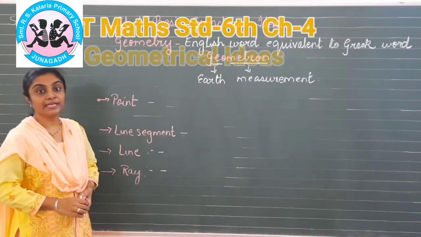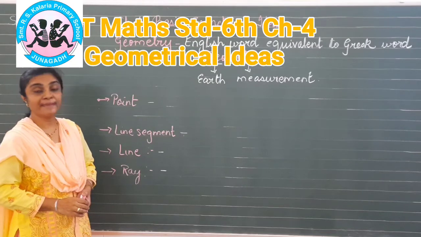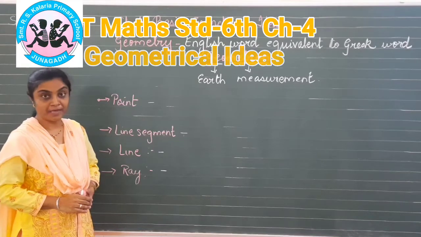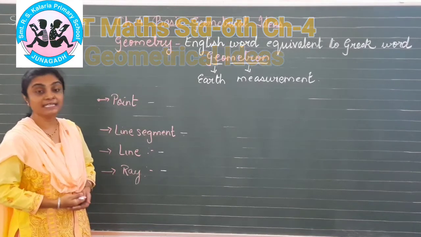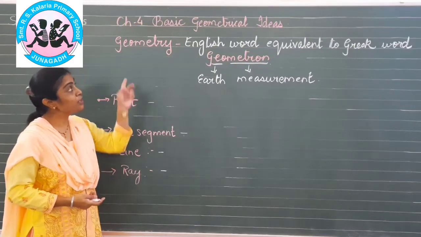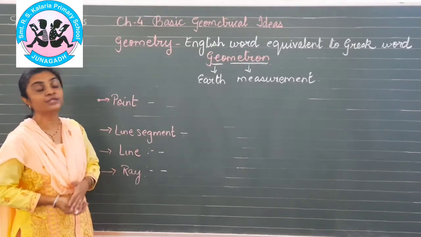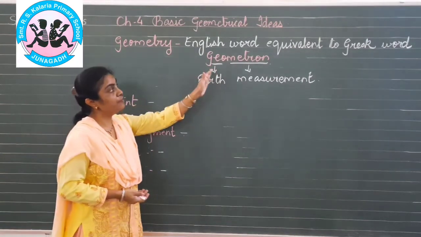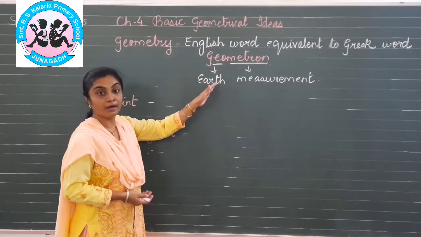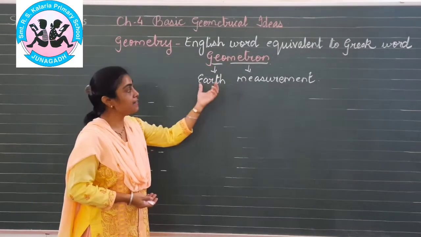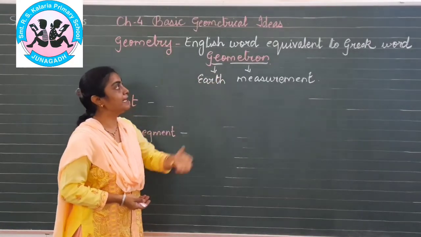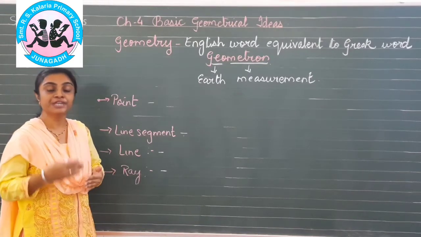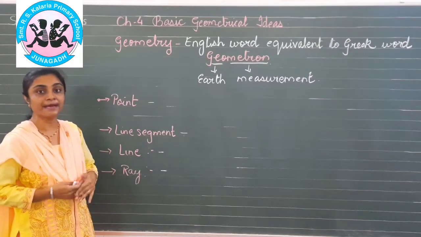Hello students, today we will learn chapter number 4, Basic Geometrical Ideas, of Standard 6 Maths, NCERT. Before starting some of the topics, let us see what is the meaning of geometry. Geometry is an English word which is equivalent to the Greek word geometron. If you split geometron, geo means earth and metron means measurement. That means earth measurement. Starting from geometry, we will see different shapes, measurements, line segments and so on.